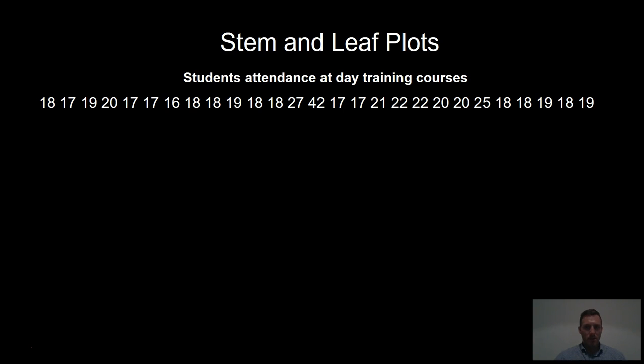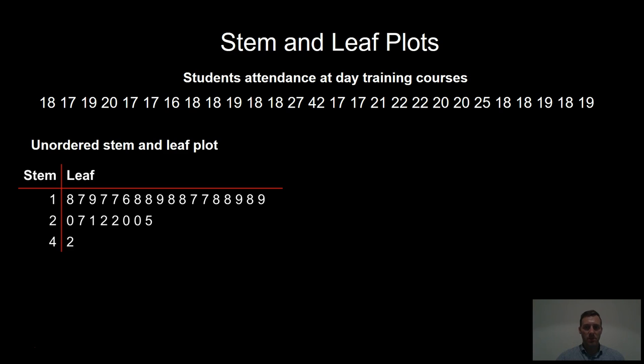Here we have the data that was collected for the number of people attending the day training course. To construct a stem plot, it's usually easiest to first construct an unordered stem plot and then rewrite the leaves in ascending order to give the ordered stem plot. So we separate each observation into a stem, which is the first part of the number, and the leaf, which is the remaining part of the number. Write the stem in a vertical column, draw a line to the right of the stem, and write each leaf in a row to the right of the stem.